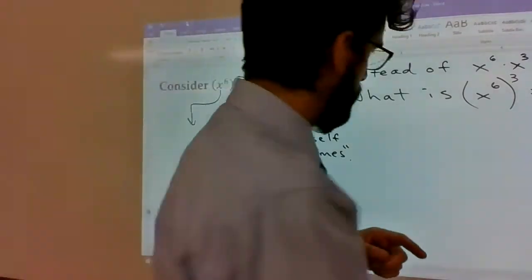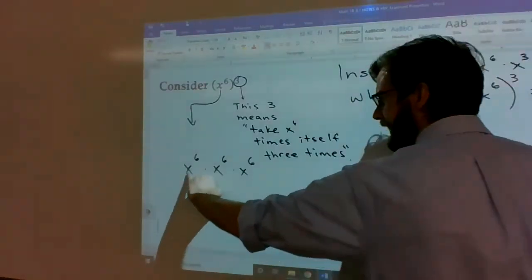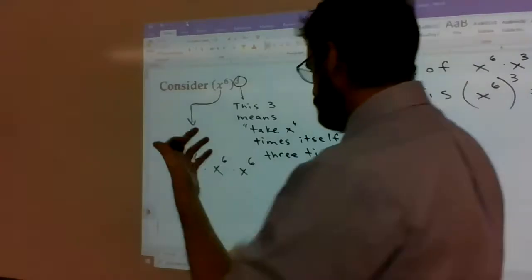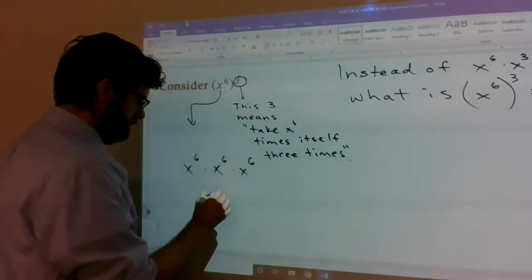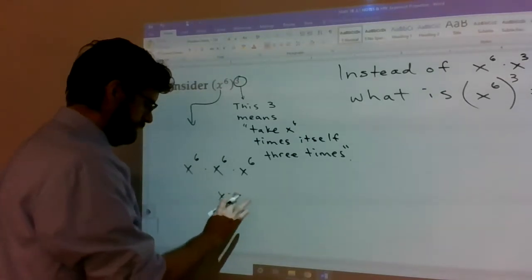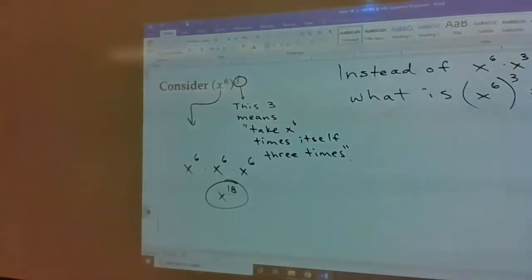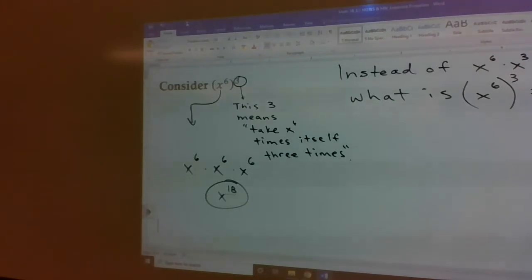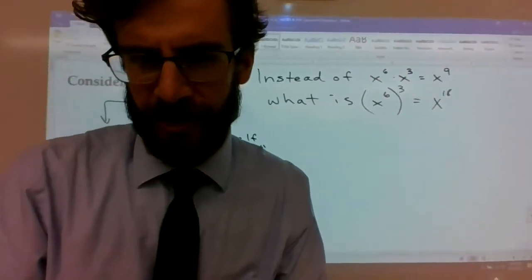And you know the rule that if you're multiplying powers that have the same base, all you do is add them. 6 plus 3 was 9. So you're just doing 6 plus 6 plus 6, which is 18. So that's the answer. X to the 6th power to the 3rd power is x to the 18. So what's the new rule? I'm sorry, you guys couldn't see that very well.